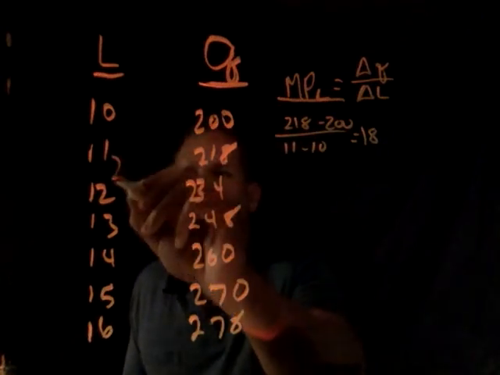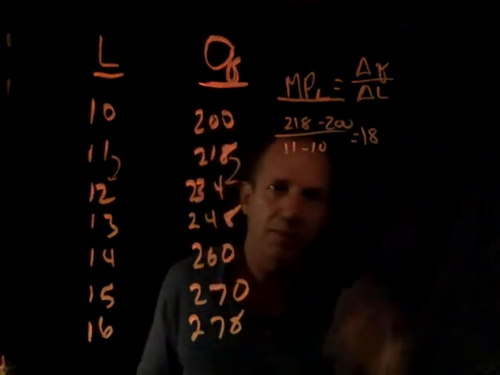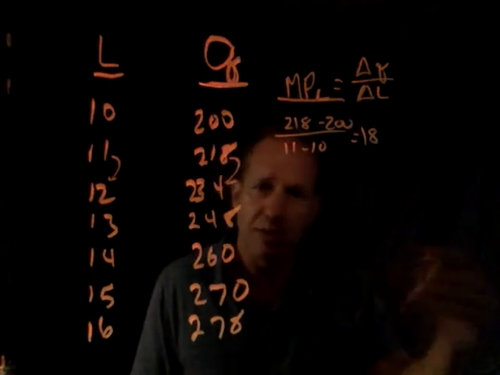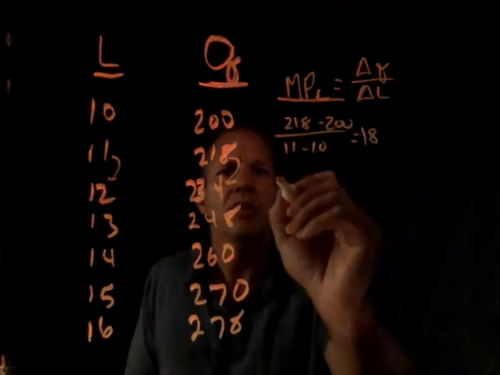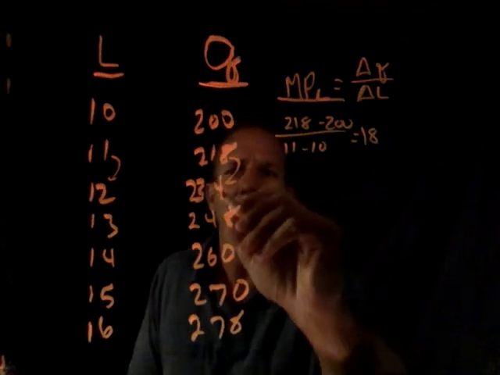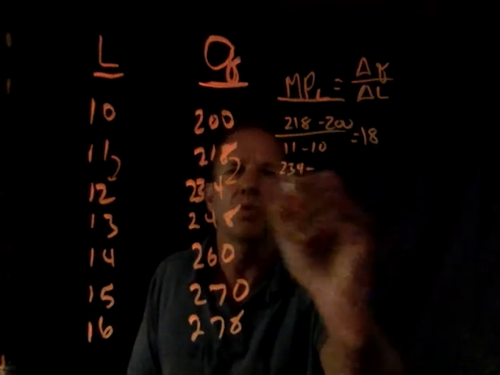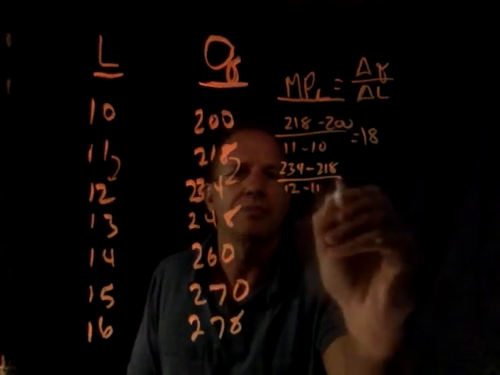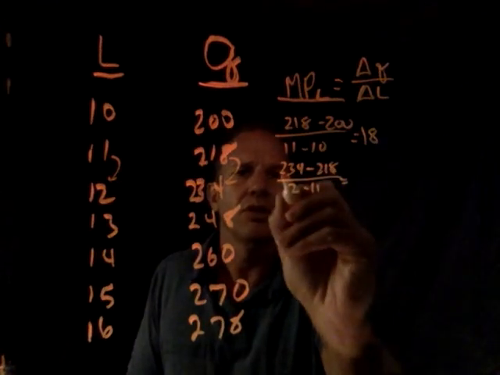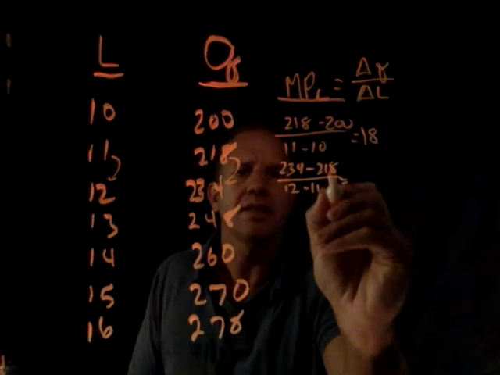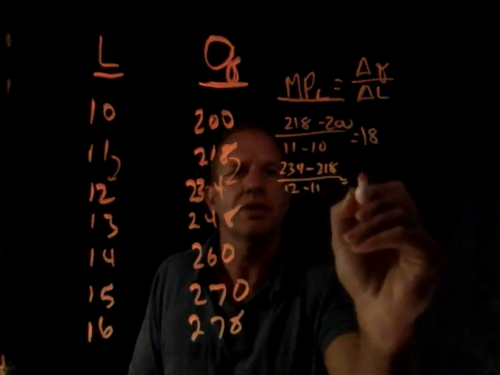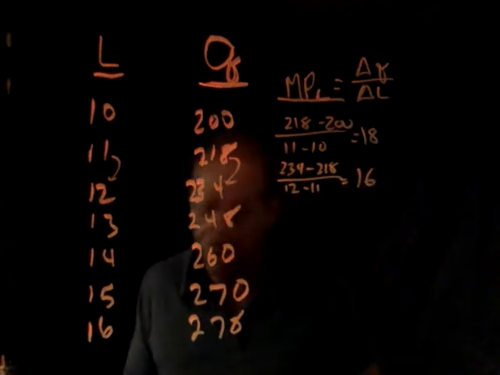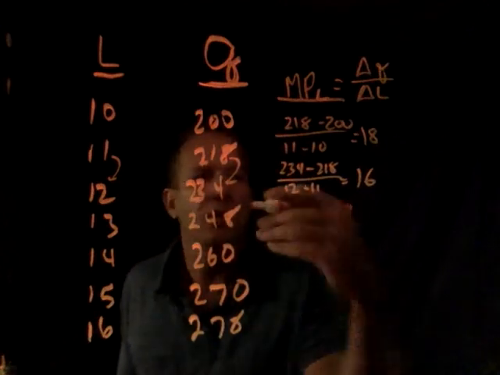Now, when the 12th worker comes in, we have an increase in output, but we're going to see we have diminishing marginal product of labor. As we add more workers, we get more output, but it increases at a decreasing rate. So now I'll write this out one more time. My new level of output is 234. My old was 218. I have 12 workers, and I used to have 11. So this difference, 234 minus 218, is 16, over 1. So adding that worker brought us 16 units.